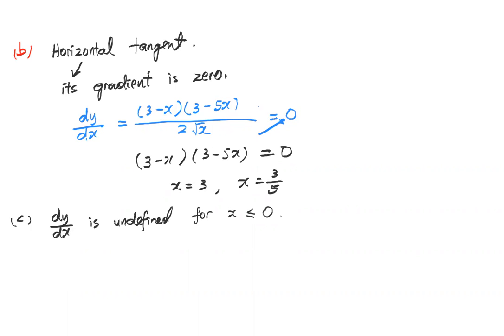Okay, now let's look at the function y equal to square root of x times 3 minus x, squared. First we want to draw the sign diagram. We must have the domain first, correct? So we know that x must be greater than or equal to 0.